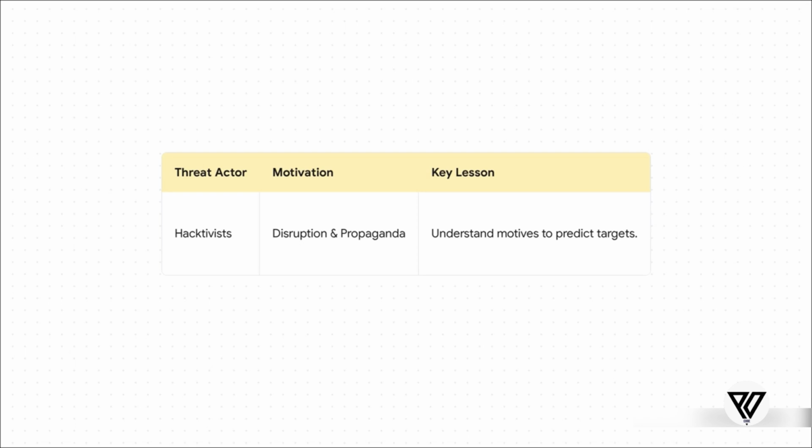And this table just lays it out so perfectly. The threat actor, in this case, the hacktivist, has a very specific motivation. They want to create public disruption and spread propaganda. So, the key lesson here is huge. If you can understand an attacker's motive, you can start to predict their target. These groups didn't want cash. They wanted eyeballs and headlines.